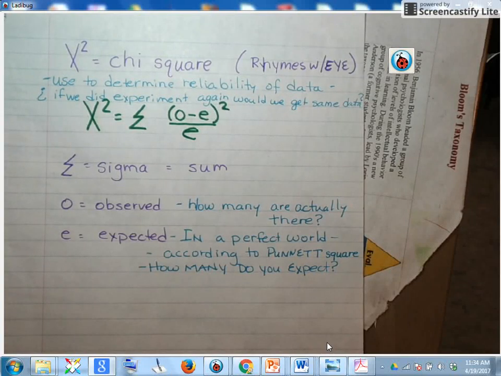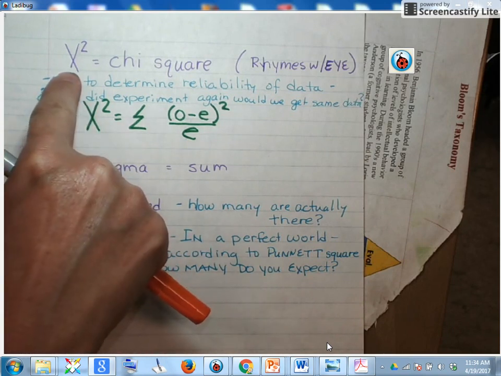This video is going to quickly explain how to do chi-square problems, and then we'll follow up hopefully with a couple of sample problems. Chi-square is a statistical tool we use to basically analyze how reliable our data is. If we did the experiment again, would we get the same data? Chi-square rhymes with I, it uses the Greek letter chi.